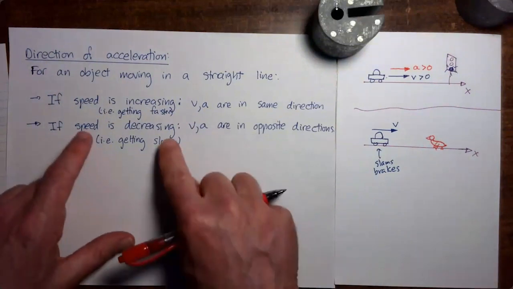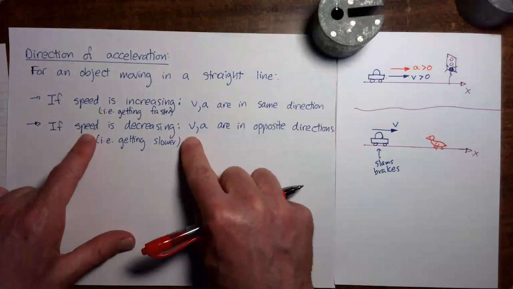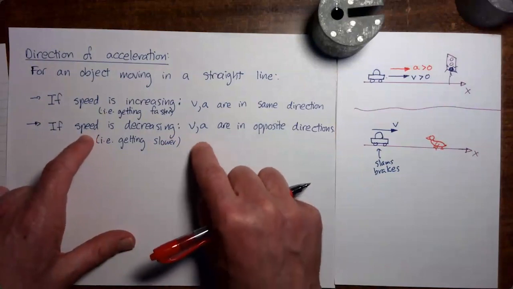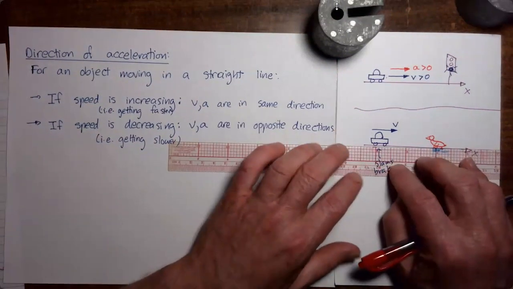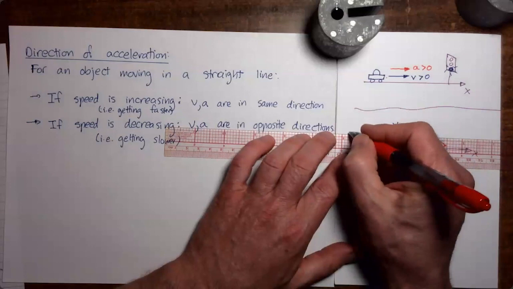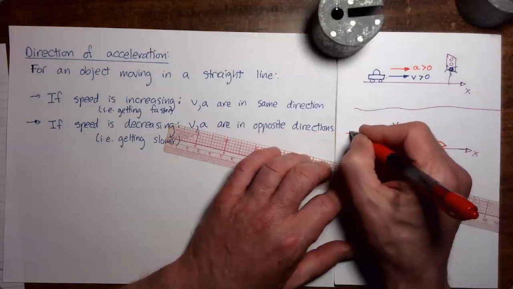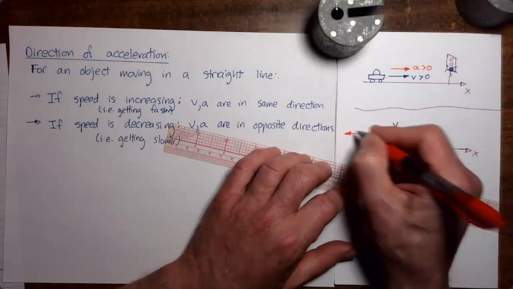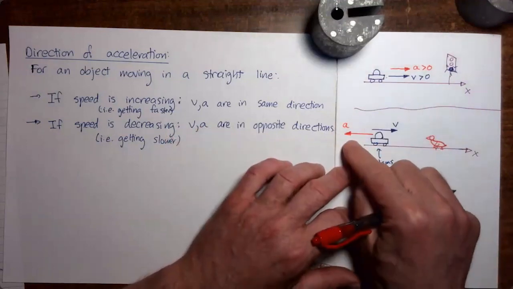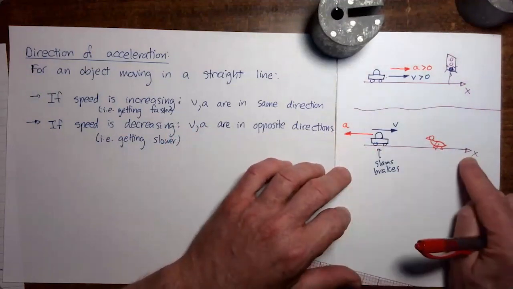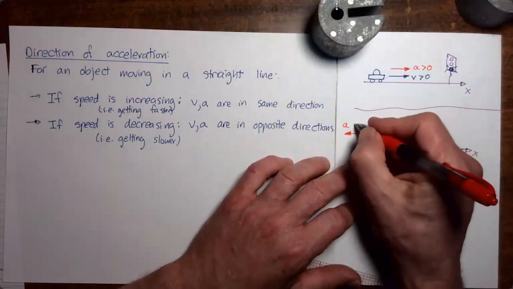Okay, so here we can use this second line. If the speed of the object is decreasing, the velocity and the acceleration are in opposite directions. So since the car is getting slower, the acceleration will be opposite the velocity. So since I have my acceleration now pointing in the minus x direction, the acceleration would be negative.